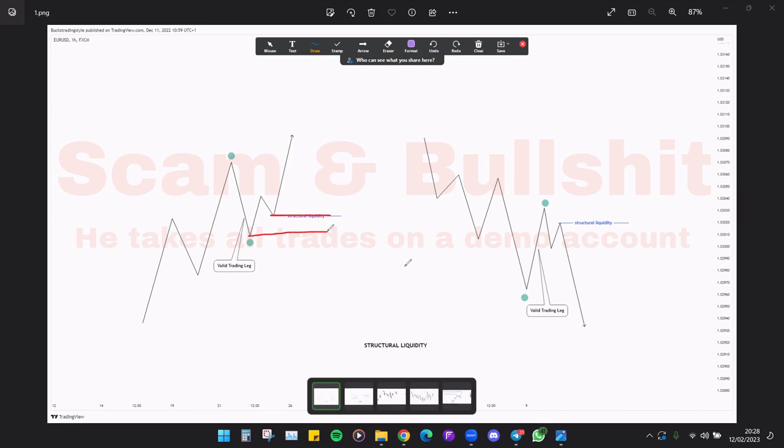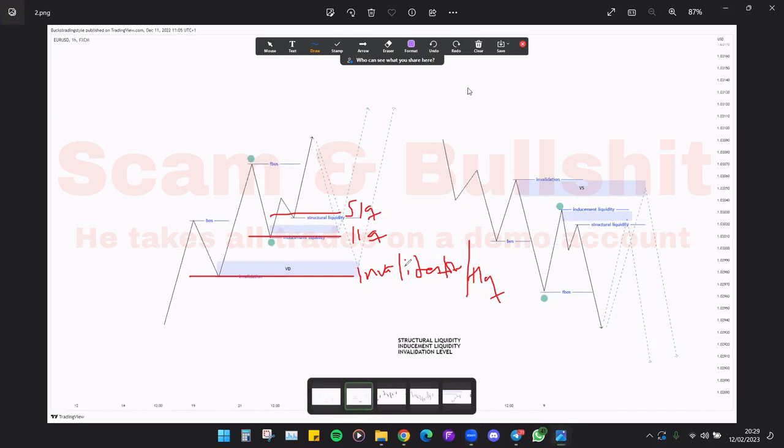Do you understand this now? Yes. After the SLQ right here, we have the ILQ. Then this low becomes the invalidation point. When we look at the next type of liquidity, this invalidation point is going to change to CLQ. So now let's look at the next chart image that we have.